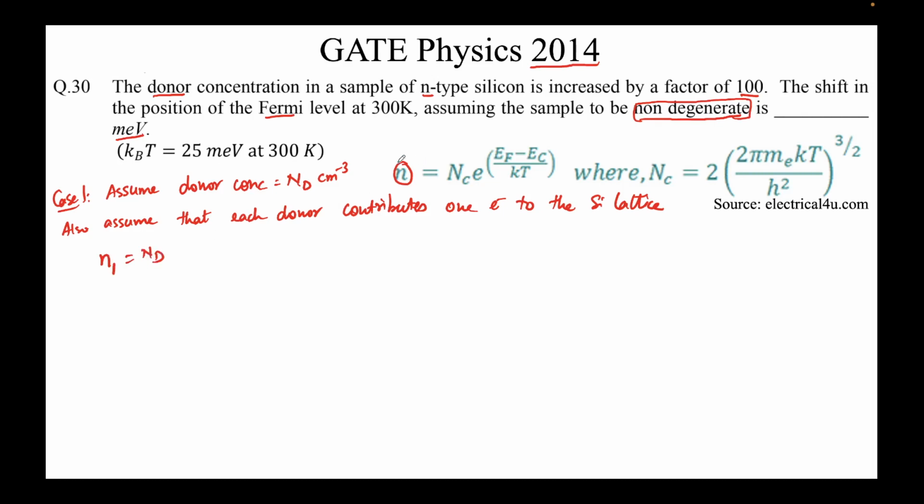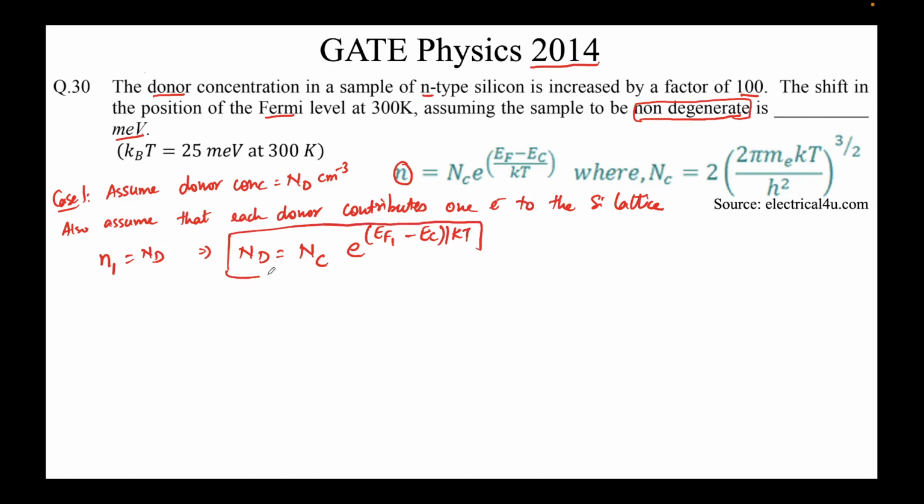And we also know that the concentration of electrons can be written using this formula. So this implies Nd is also equal to Nc, which is a constant, times exponential of (EF1 minus EC) over kT. We'll assume that in case 1, the Fermi level is EF1. EC will obviously remain constant. Now this is our first expression for case 1.